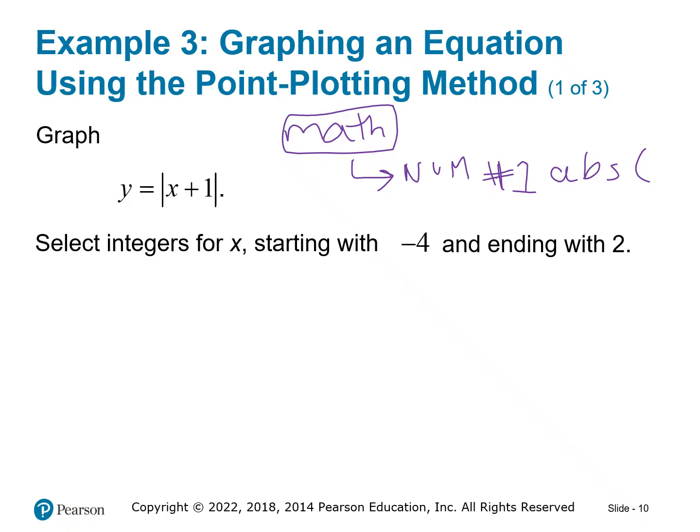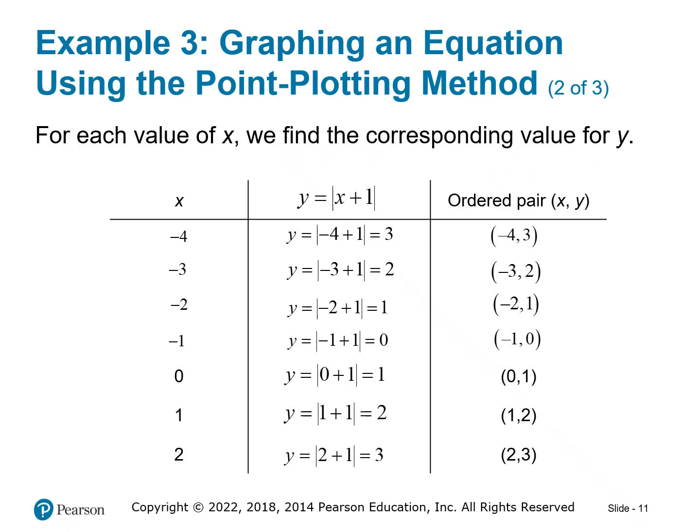And we're going to select the integers for x starting with -4 and ending with 2. So if we were to do this longhand, we would have to write out -4, -3, -2, -1, 0, 1, and 2, and substitute into the equation just like so, and then you'd get the ordered pair. But you guys can use your calculators to do that and get your table. And then we just plot all of our ordered pairs.